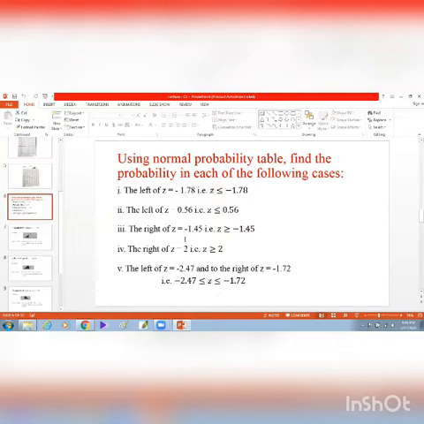Third one is the right of z equals minus 1.45, that means z greater than or equal to minus 1.45. Fourth one is the right of z equals 2, that is z greater than or equal to 2. And last of all, number 5, the left of z equals minus 2.47 and to the right of z equals minus 1.72. That means z lies between minus 2.47 and minus 1.72. Now, successively using the normal probability table, we will solve these probabilities.